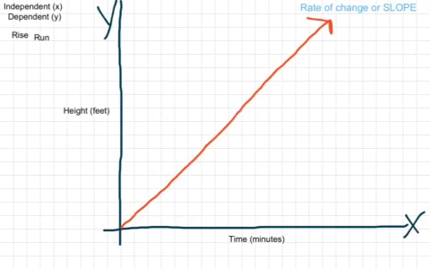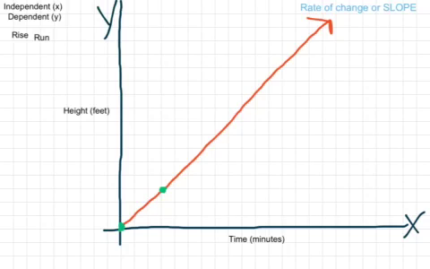And so when you're trying to determine the rate of change from a graph, the first thing you want to do is pick 2 points on the line. And I am going to pick the origin. We're going to look at where this squirrel starts. And then I'm going to look at this point right here.